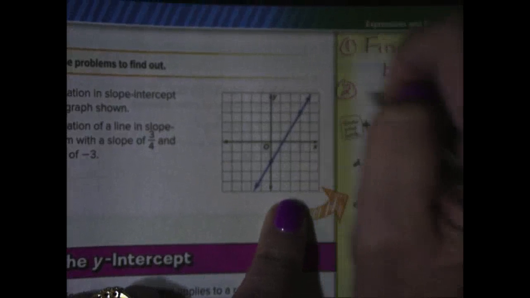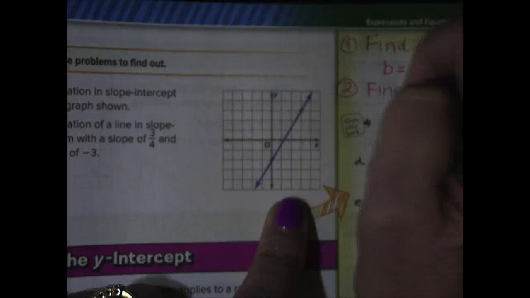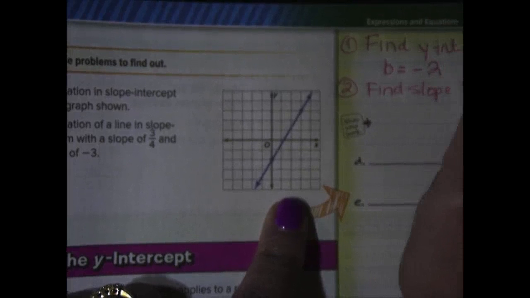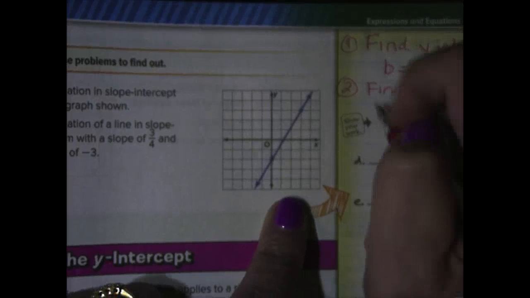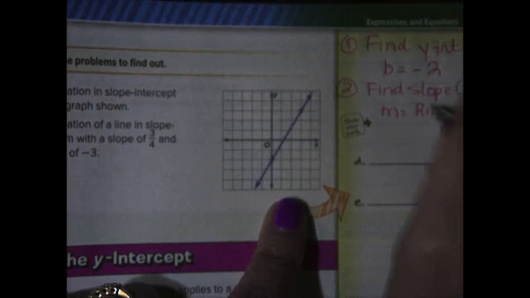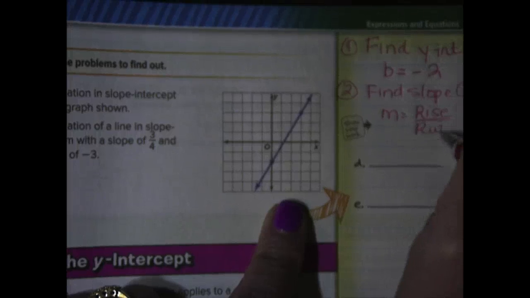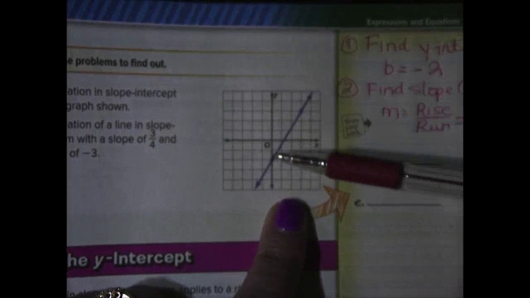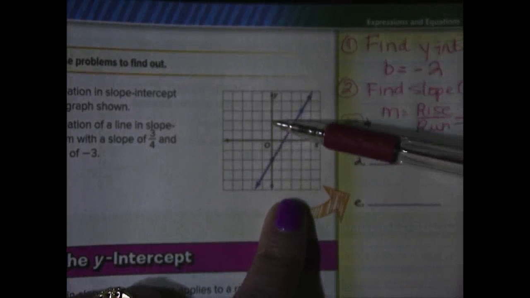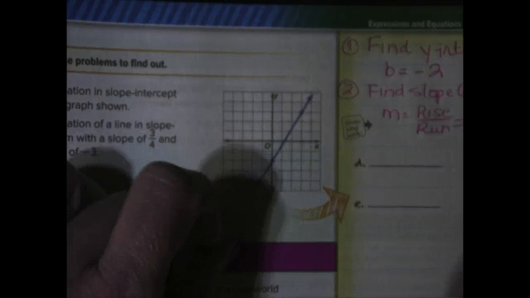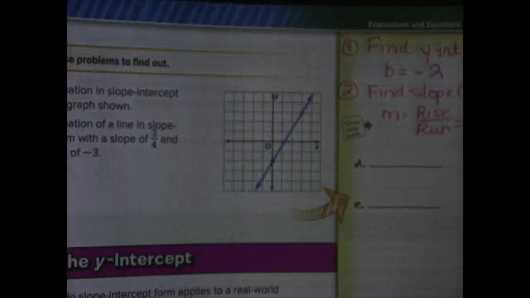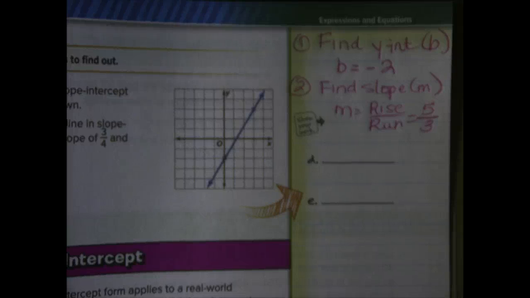So number 2, find the slope. And remember, we start at our left point. We find our rise first, so m equals rise over run. So we'll go up 1, 2, 3, 4, 5. So our rise is 5, and our run is 1, 2, 3. So we have 5/3 for our slope.